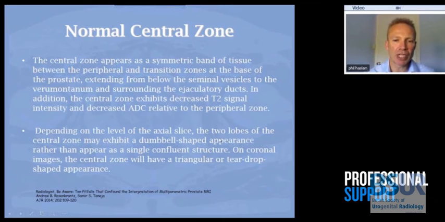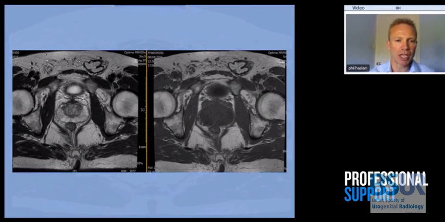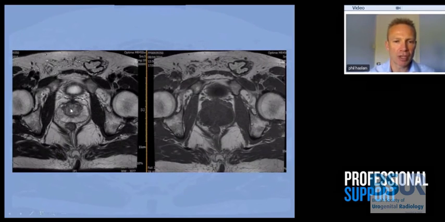Depending on the level of the axial slice, the two lobes of the central zone may exhibit a dumbbell-shaped appearance rather than appear as a single confluent structure. It's also described as a bow tie sort of shape or a teardrop shape. I'll show you what this looks like. Normal peripheral zone on a T2 weighted scan, that's high signal. A little bit of BPH more centrally, so the transitional zone is expanded.